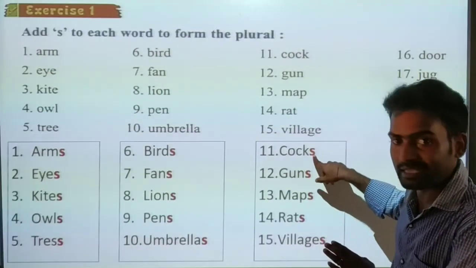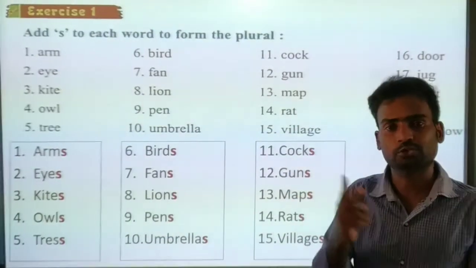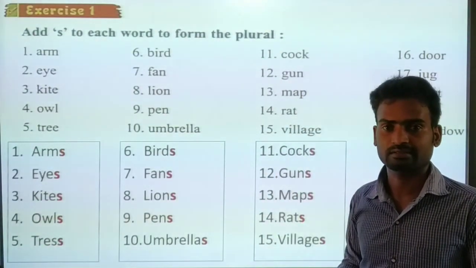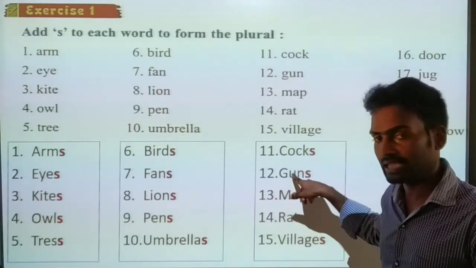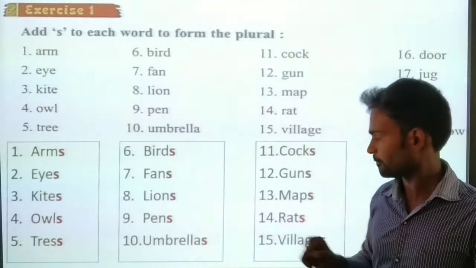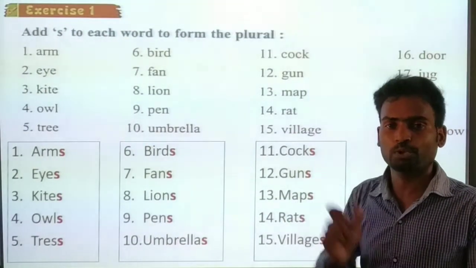After adding s here, it becomes clocks. More than one. It could be 2, 3, 4, 10, 1000 crore, could be anything. After adding s, the same way, gun becomes guns, more than one. Rats, maps, villages, everything becomes plural form.